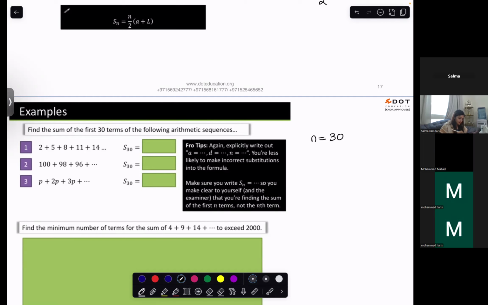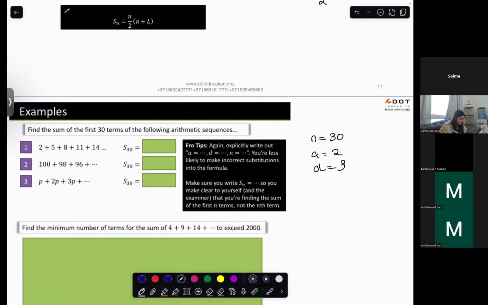What is your D? D is 3. When you explicitly state your A, D, and N and the formula, then there is just a substitution. So you are making very clear to the examiner that you know what is what. So you clearly tell him when you're writing the terms, the given facts, that I know this, then for substitution, even if you do something wrong in your calculator, you get marks. I hope I'm clear, right?